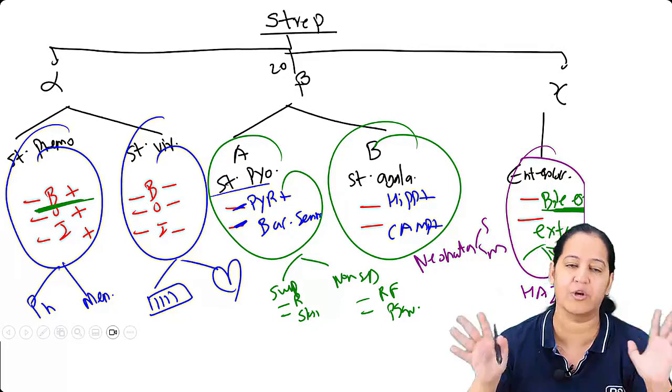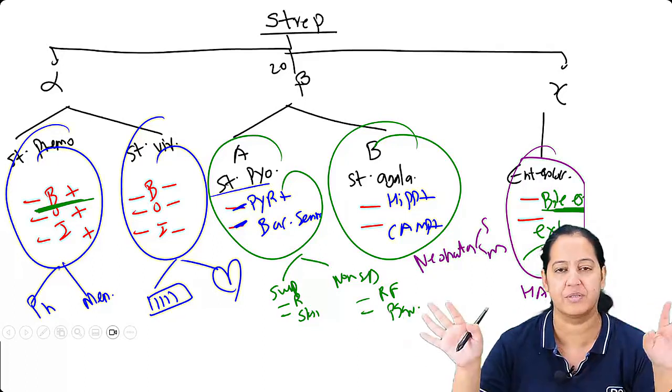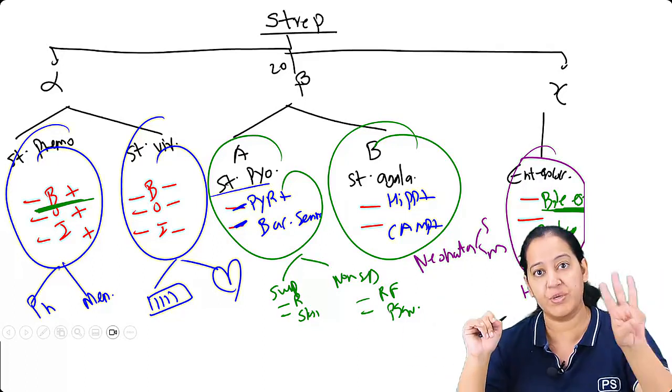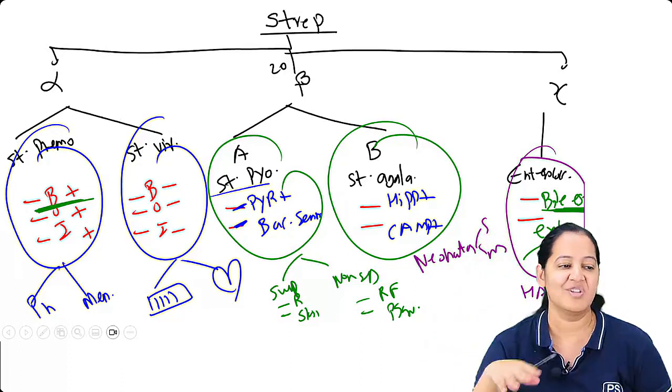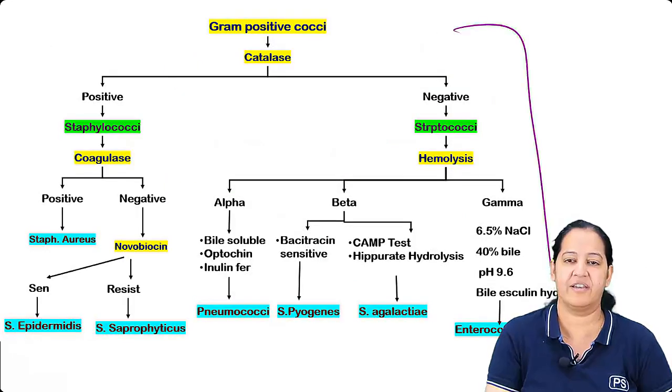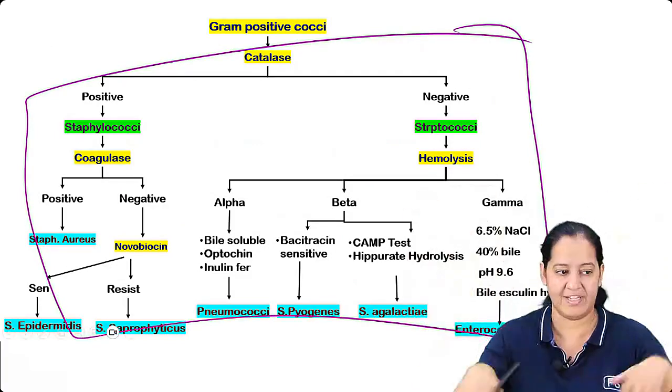Get all the questions cleared from these 2 chapters. Any question. I taught you 5 streptococci, they are in front of you. I taught you 3 staphylococci on the last page. So 8 bacteria till now, the 3 staph and the 5 strep. So total 8 are done till now, and all 8 are written here like this. You can see all 8.